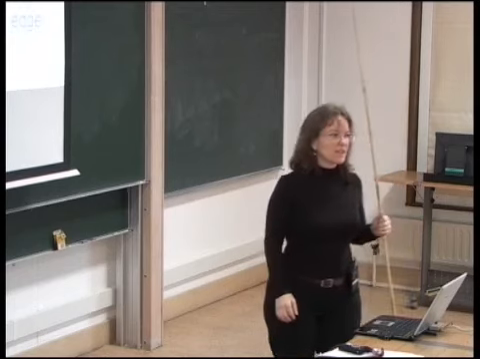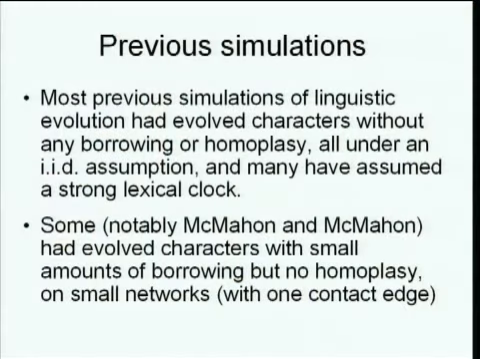So previous simulations in this area had been done, and they had mostly assumed no homoplasy and no borrowing. In fact, a lot of them had actually assumed a lexical clock, and all they've done is vary the rates for the characters. Some were slower and some were faster. Now, why did they assume no homoplasy, and why did they assume no borrowing, and why did they assume the lexical clock?